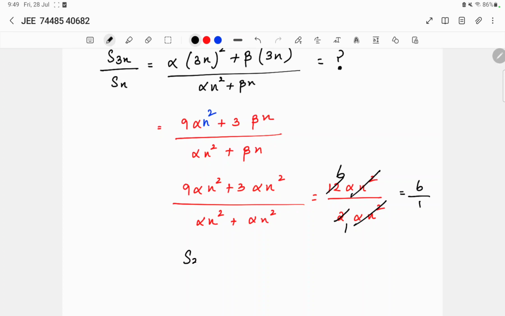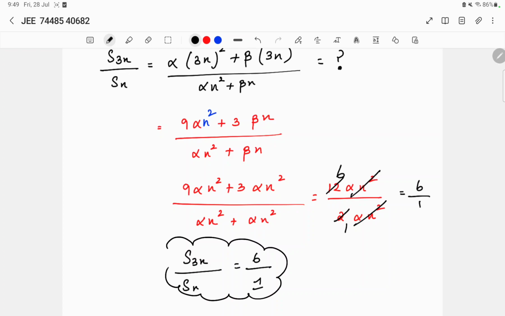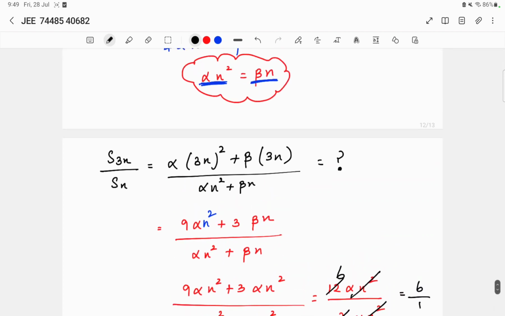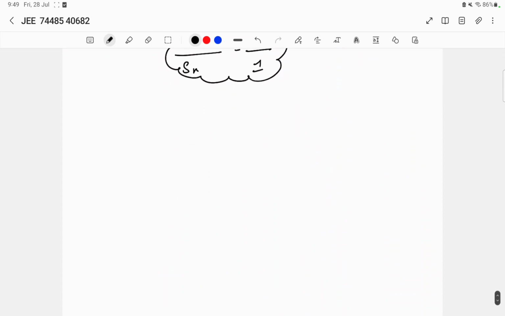The ratio S3n, the sum of 3n terms, divided by the sum of n terms, will be equal to 6 by 1. So this is what we got. This is the final answer. You can copy this. We can go to the next question now.